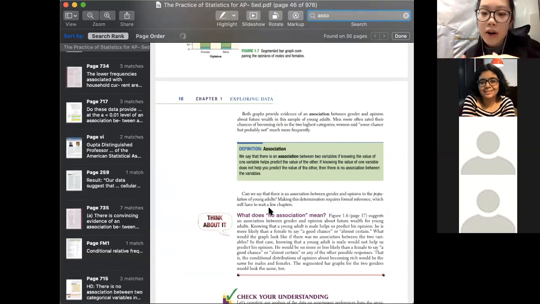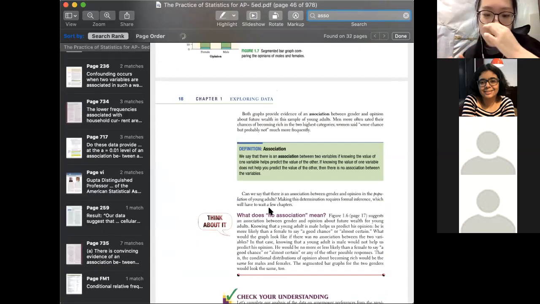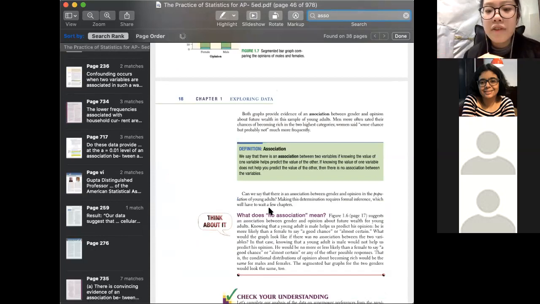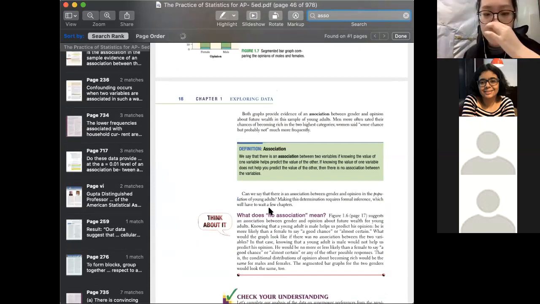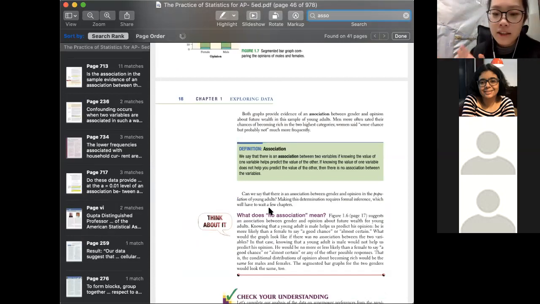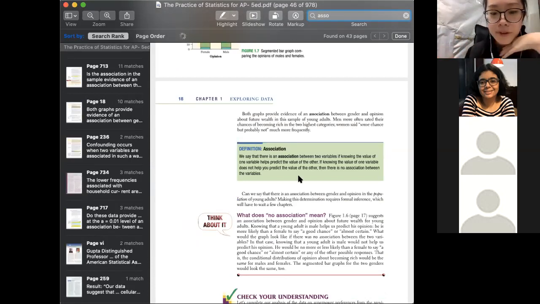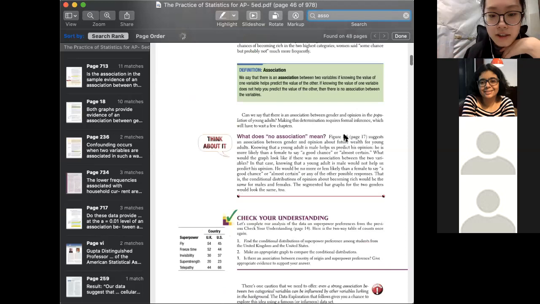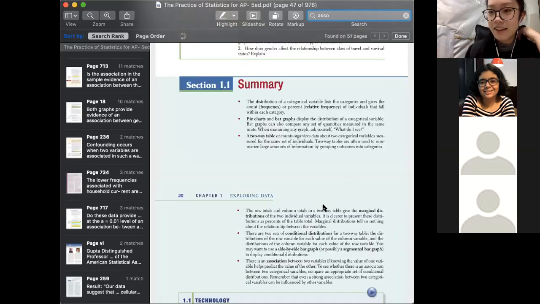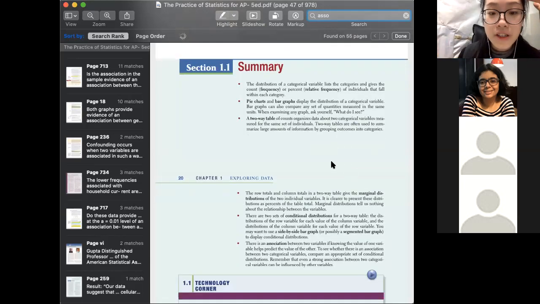So first we need to know about this concept of association. It's between two variables. If knowing the value of one variable helps predict the value of the other, there is association. If knowing the value of one variable does not help you predict the value of the other, there's no association between the variables. This might sound a little bit basic, but it's important for the least square regression line.